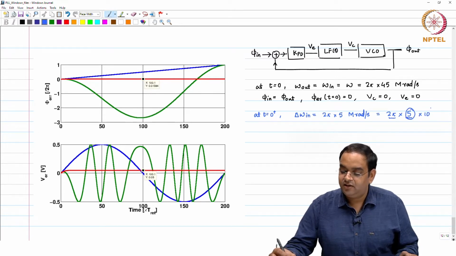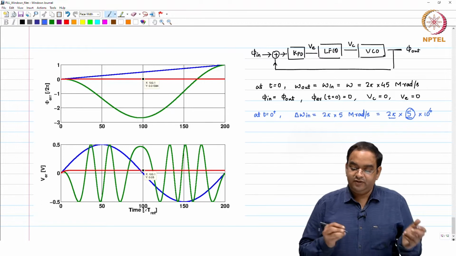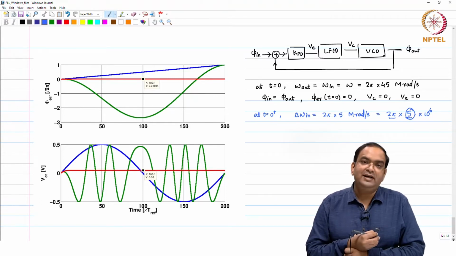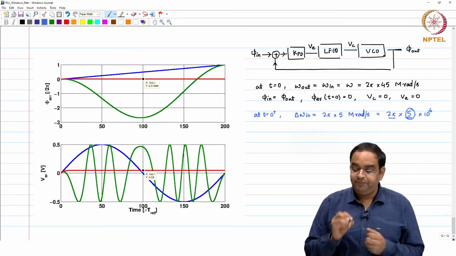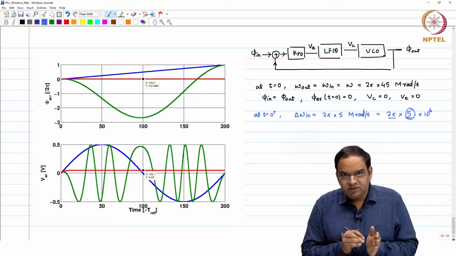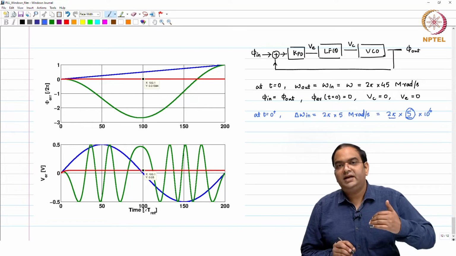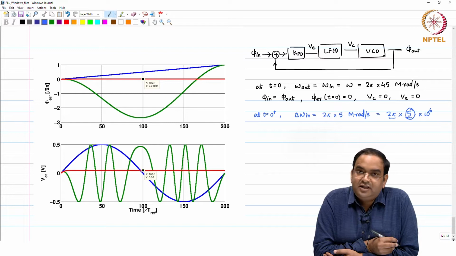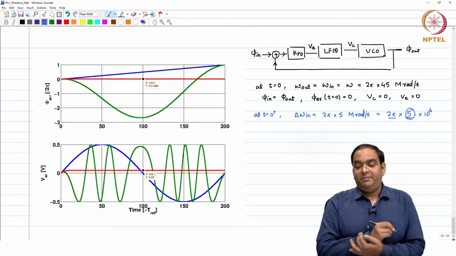Okay. This 5 megahertz frequency error between the input and the output, or if you want to convert into radians, it is like 10 pi mega radians. Okay. So, at time t equal to 0, just after t equal to 0, we applied a frequency step of 5 megahertz or 10 pi mega radians at the input. Then what is going to happen?